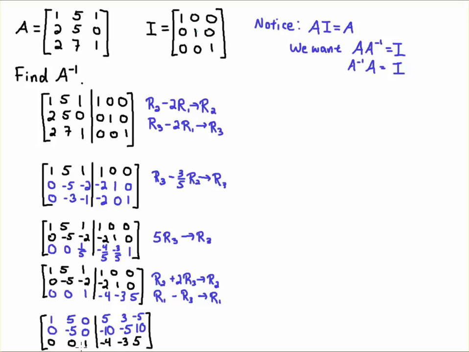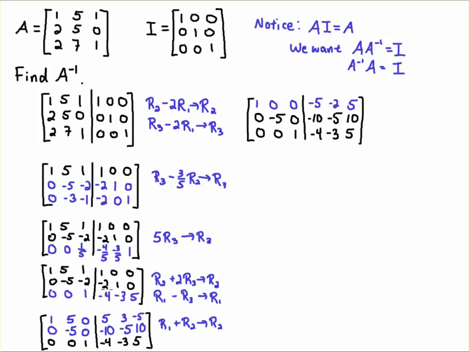And then likewise, I'm just going to take R1 minus R3 to get rid of this 1 and replace row 1 with that result. And that's what you get, okay? And notice that the 1 and 5 remained intact here. So I'm almost to a diagonal matrix here on the left-hand side, just a couple steps away.